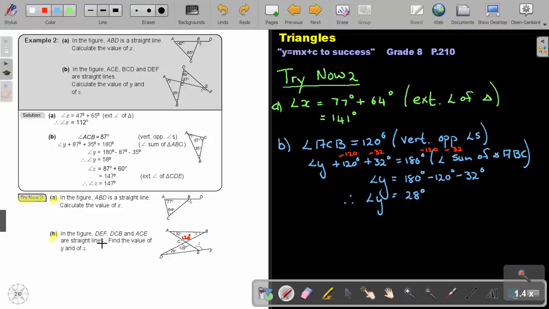Now it's just Z. Remember, look here. Z is the exterior angle, and this is the opposite interior angles. So we can just use that property. We're going to say angle Z will just be the sum of the opposite interior angles. So therefore, angle Z will be equal to 140 degrees. And now I solved the sum.